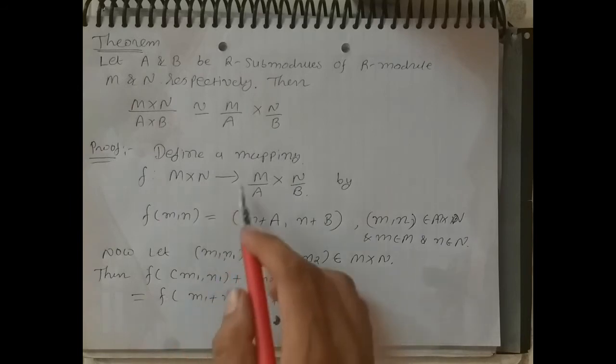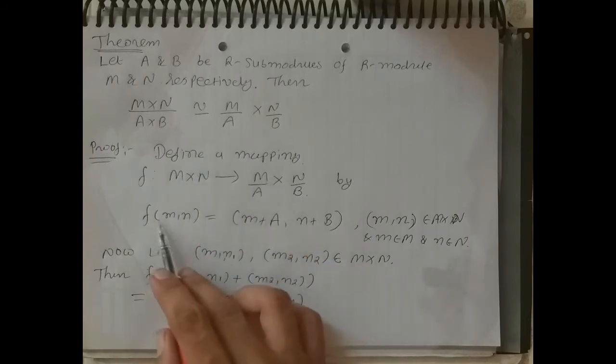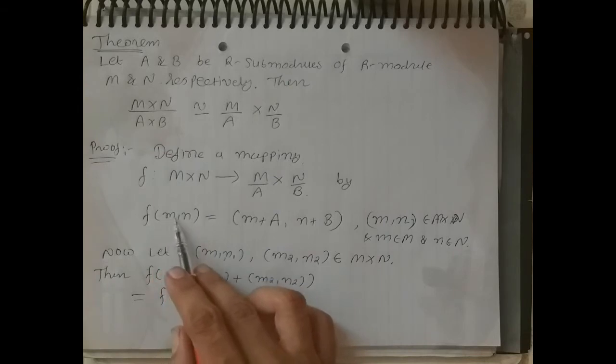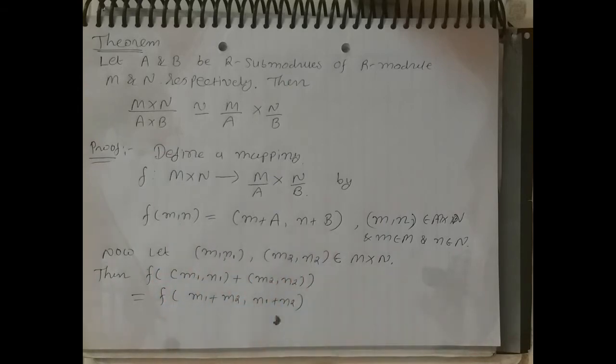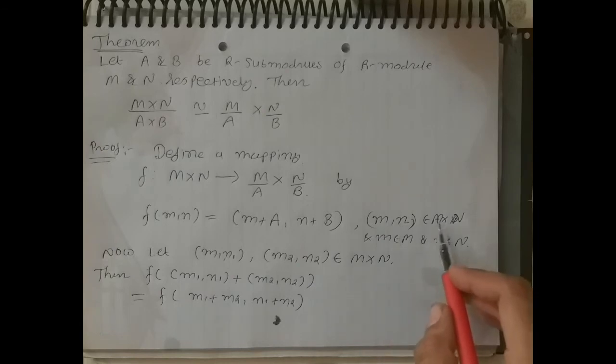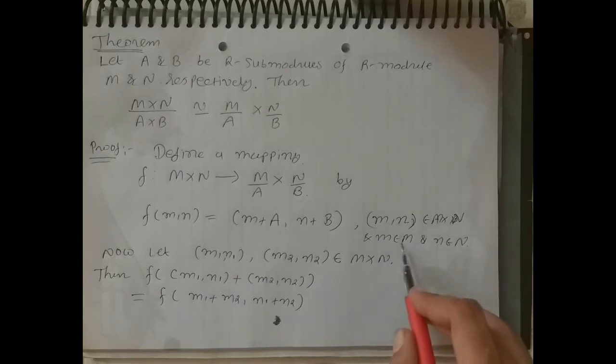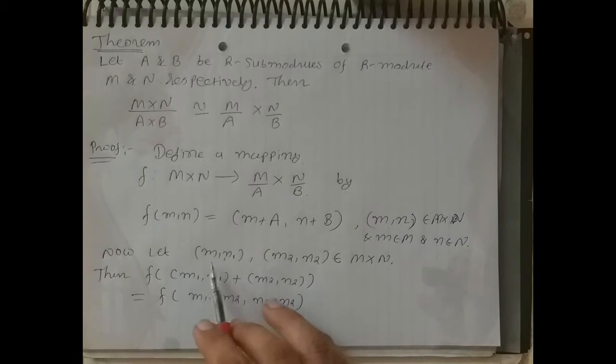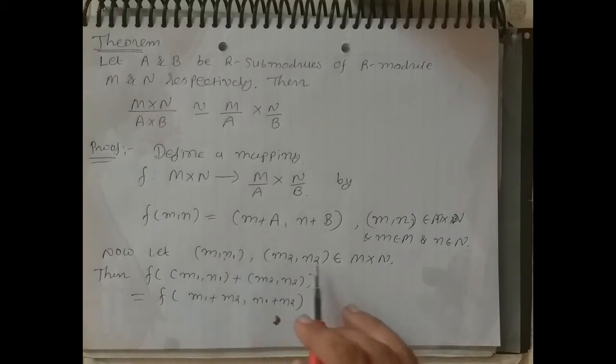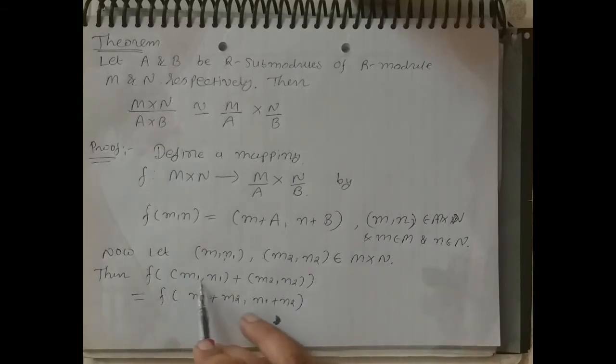So first the map is defined as f of (m, n) is equal to (m plus A, n plus B), where (m, n) belongs to M cross N, where m belongs to M and n belongs to N. Now we show that f is an R homomorphism. So let us consider two elements (m1, n1) and (m2, n2) belongs to M cross N. Now f of (m1, n1) plus (m2, n2) is equal to f of (m1 plus m2, n1 plus n2). Two tuples here.